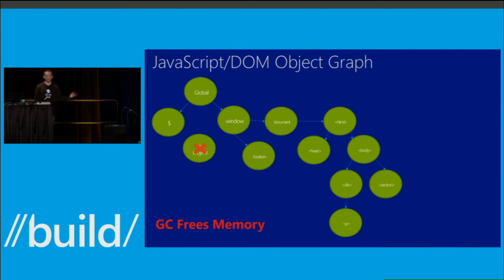When you do foo equals null in JavaScript, you're not actually killing the memory that is representative of the object, right? You're nulling out the reference between two objects that later on the garbage collector will see that lack of a connection and it'll remove it.